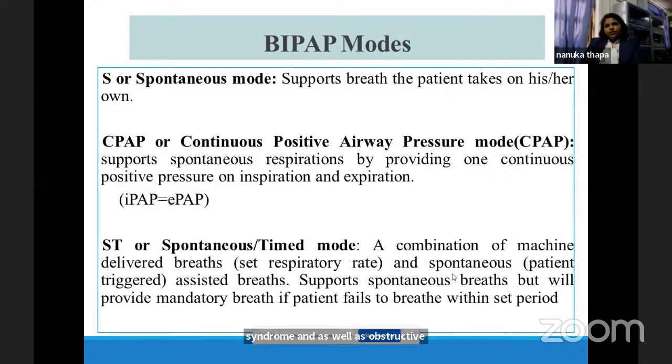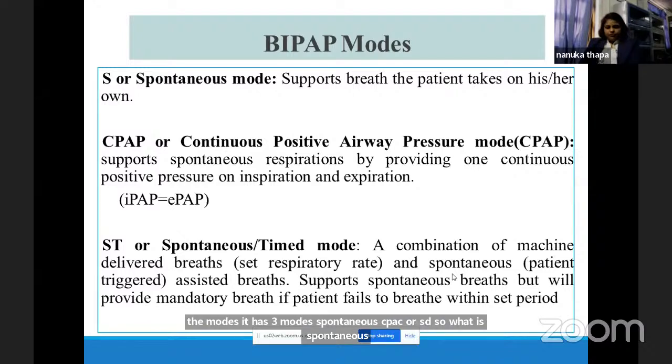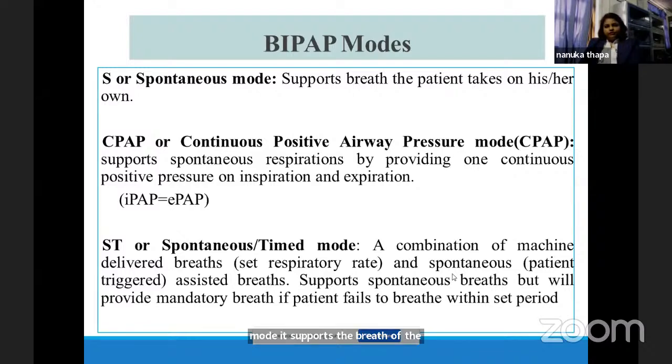The modes: it has 3 modes, spontaneous, CPAP or ST. What is spontaneous mode? It supports the breaths that the patient takes on their own. What about CPAP? It is continuous positive airway pressure. It supports spontaneous respiration by providing one continuous pressure throughout the respiratory cycle. So here the IPAP is always equal to the EPAP.